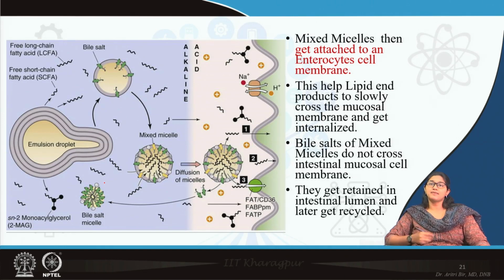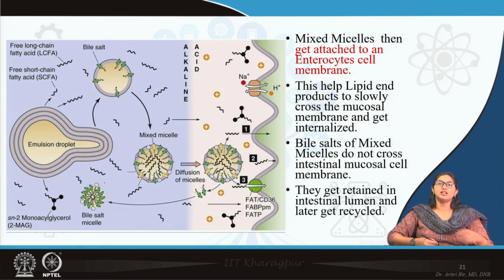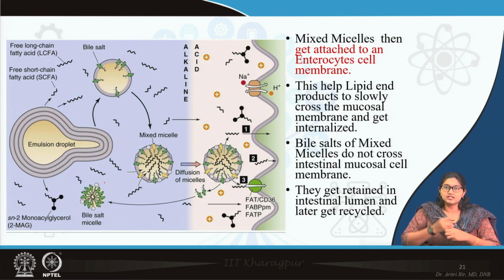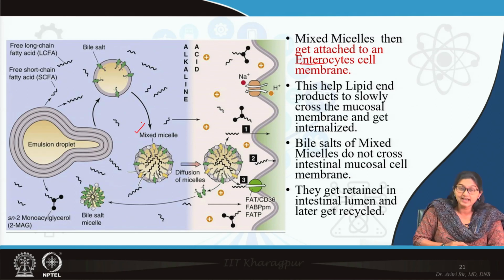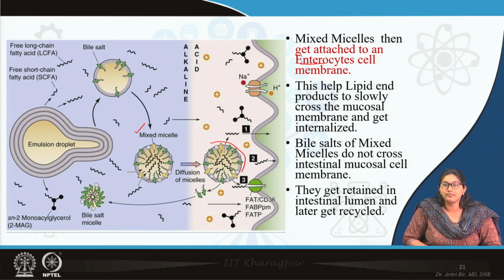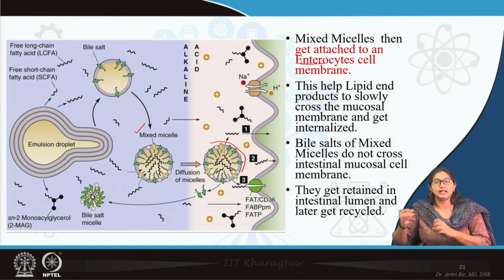Now, through these mixed micelles the lipids are absorbed through the intestine. What happens? These mixed micelles are attached to the enterocyte membrane. You can see here that this is our mixed micelle, which is attached over the enterocyte membrane, through which the lipid particles slowly cross the mucosal surface through endocytosis and get internalized.